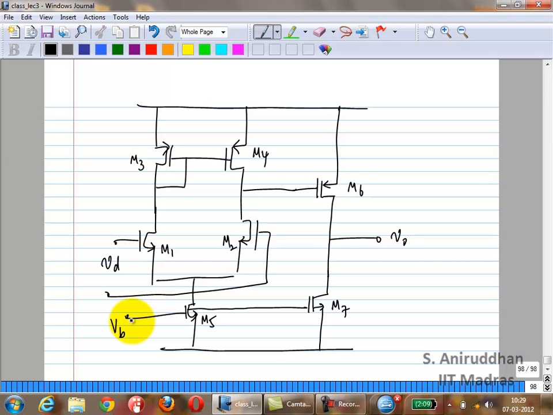Now you have your capacitance CF, and you have some, this is your C2. So C2 will be CL plus whatever parasitic capacitance you have at that node.